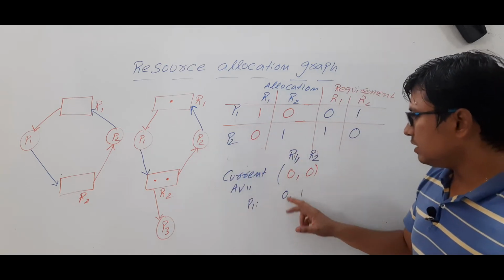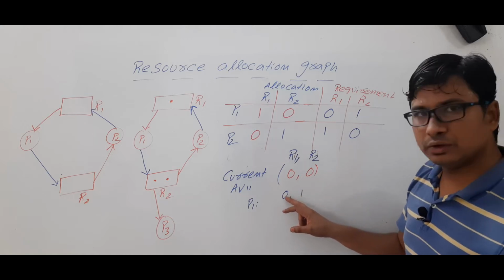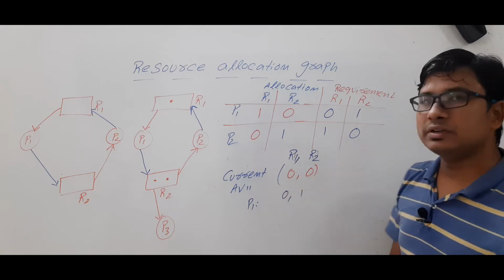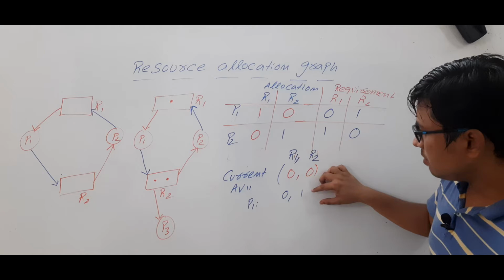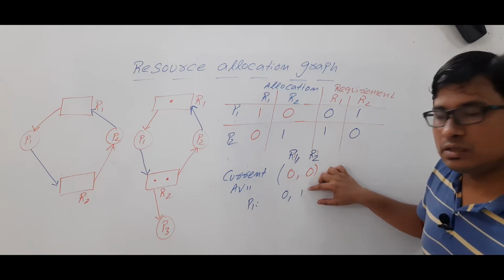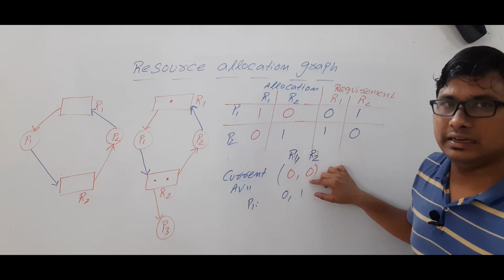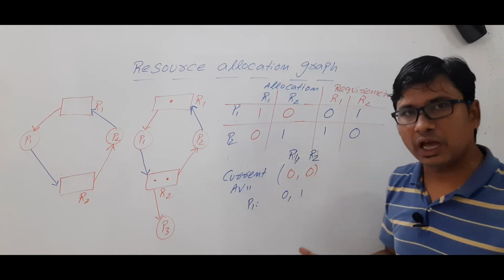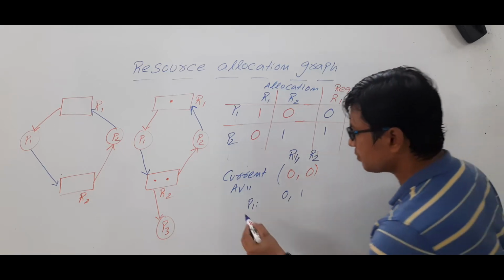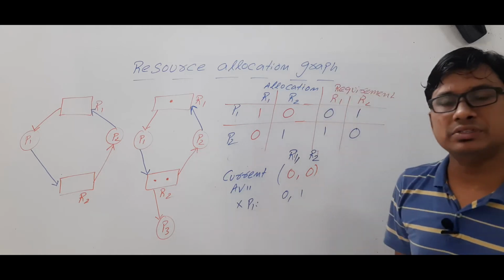Look here. The need is 0, 1, but the availability is 0, 0. Meaning, process P1 needs one instance of resource R2, but we don't have it in resource R2. If we don't have it, how can we provide? So process P1 requirement cannot be satisfied.